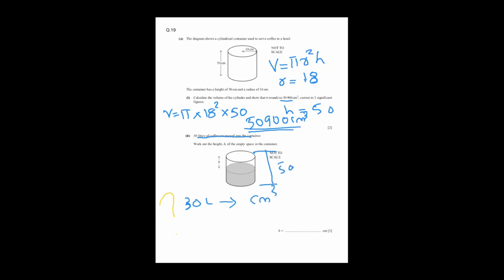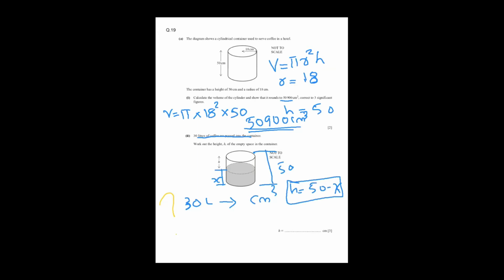So if we know the height of this particular amount of coffee, let this height be x. So what will be the value of h? h will be 50 minus x, right? So 50 minus x will be the height h. Our ultimate aim is to find the value of this x.